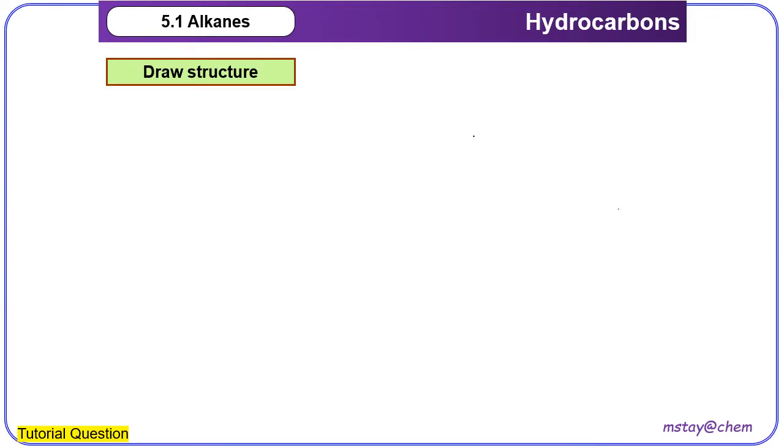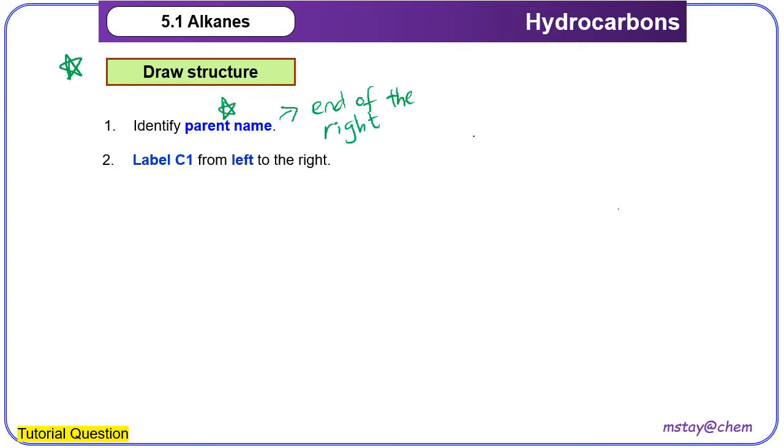Okay, before we discuss the tutorial question, let us check how, if we are given a name, we are going to draw the structure. So first, basically, we have to identify the parent name. The parent name normally is at the end of the right side. Then next, we are going to label the carbon 1 from the left. And then next, we will draw the suitable substituents based on the name given.